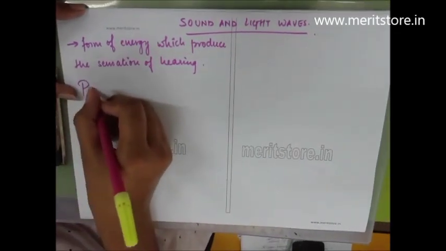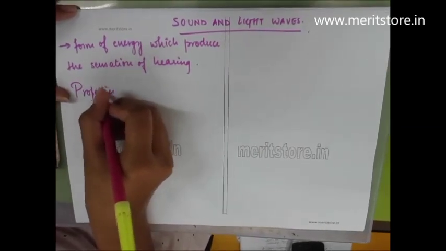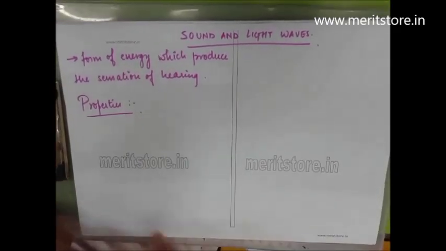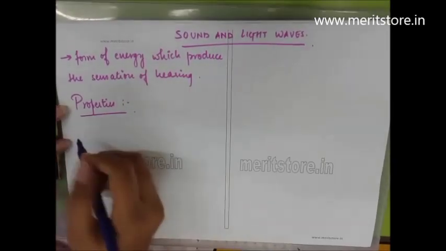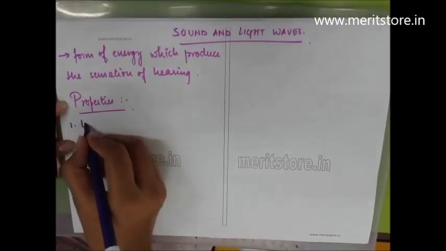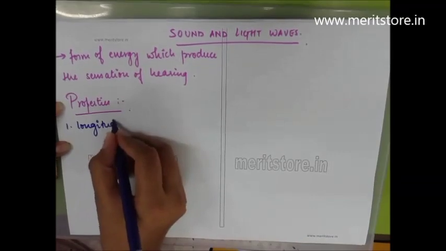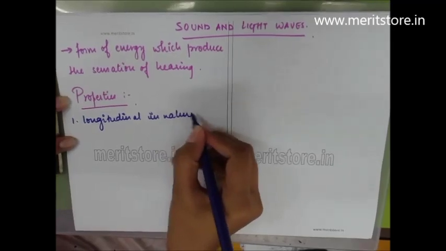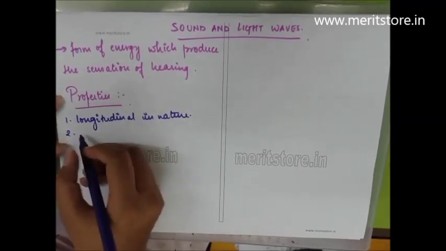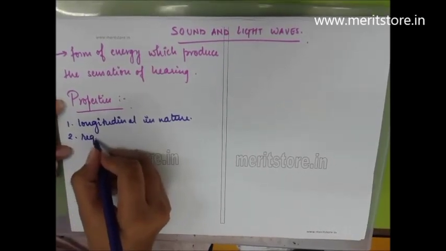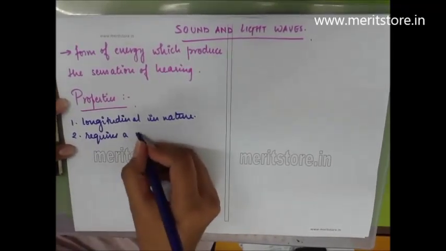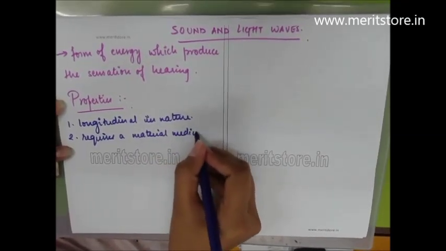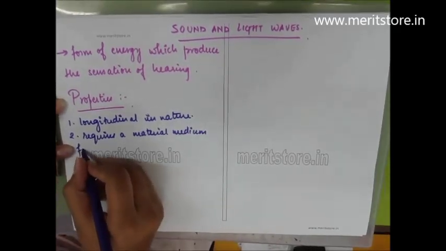What are the properties of the sound waves? Properties can be given as following. The first one is that sound waves are longitudinal in nature. Second, it requires a material medium for its propagation.